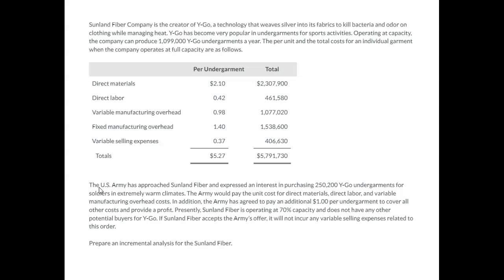a profit. Presently, Sunland Fiber is operating at 70% capacity and does not have any other potential buyers. If Sunland Fiber accepts the Army's offer, it won't incur any variable selling expenses related to this order. So we're asked to prepare an incremental analysis to determine whether we should accept this offer or not.